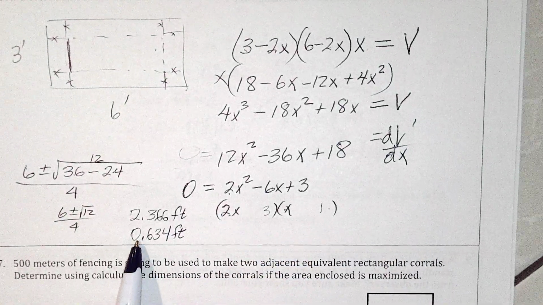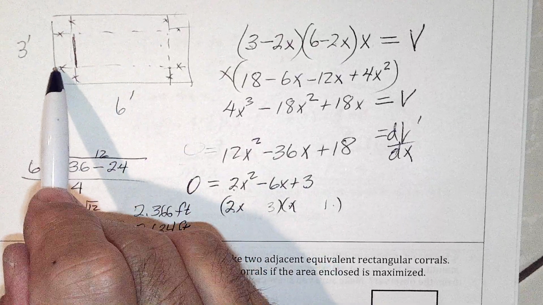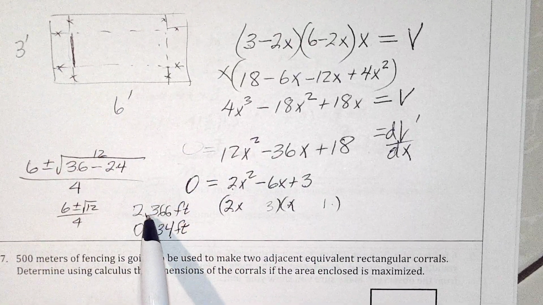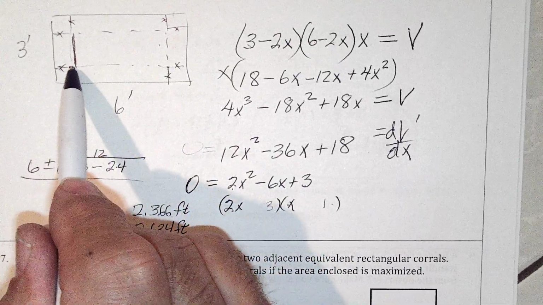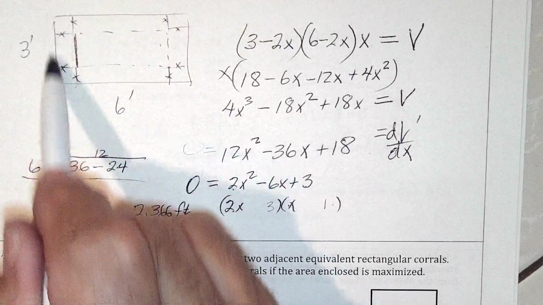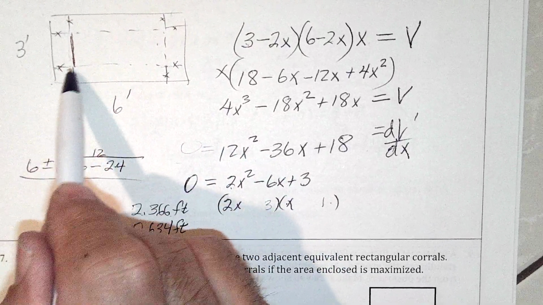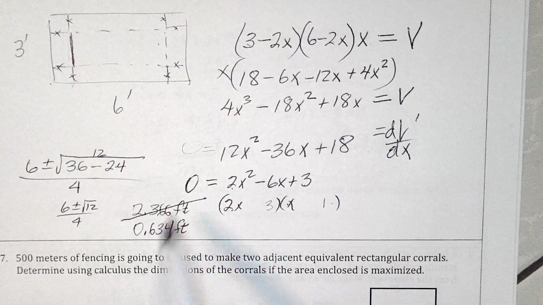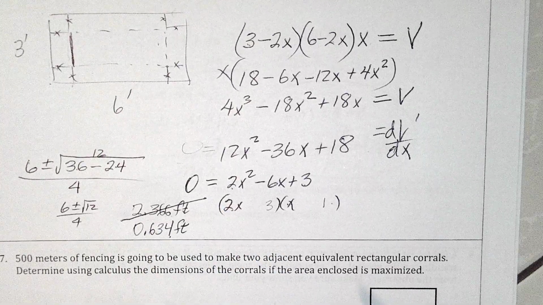And then I've got to check and see if it's reasonable. Could I cut a 2.366 foot square out of this corner and this square? If it's only 3 feet long, the biggest I could do is 1.5. That's not a reasonable answer.